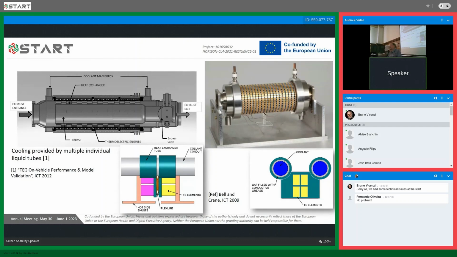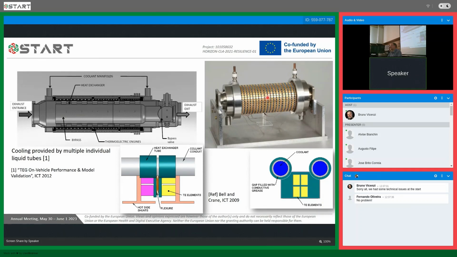If you imagine this part is getting up to 600 degrees Celsius, the whole thing expanded. And so in order to accommodate that, we built flexures into the parts themselves.